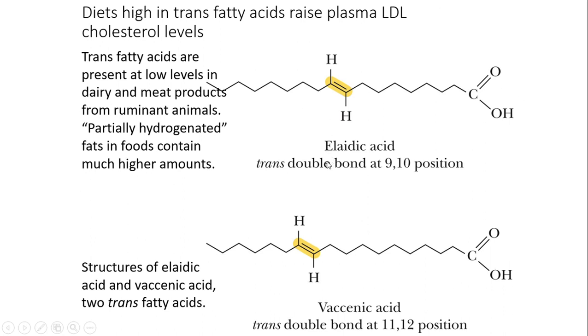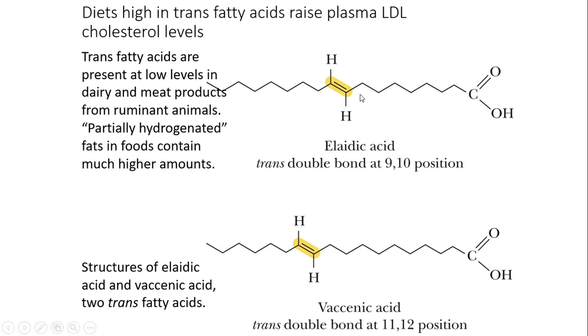The top picture here, elaidic acid, has a trans double bond at 9. So the 9 actually represents the first carbon in that double bond. If we count from the carboxylate end, we've got 1, 2, 3, 4, 5, 6, 7, 8, 9. So when we look at those notations, the number representing the double bond is going to be the first carbon number in that position.